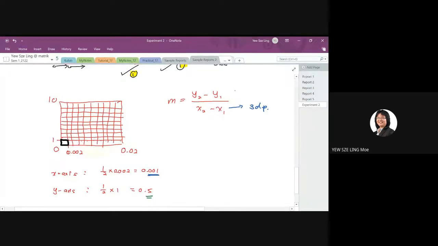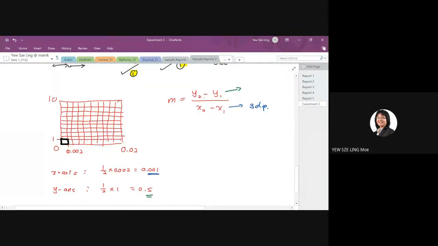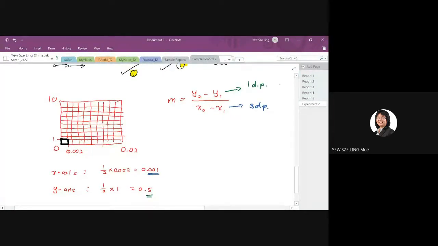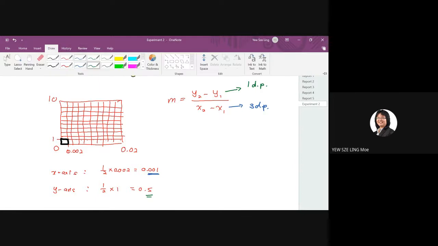Therefore, when you substitute the values into the gradient equation, all the y values, y1 and y2, must have 1 decimal place. Even if you take the value 0, you need to write it down as 0.0. If you take a round number, for example 2, you need to record it as 2.0. So now let's try it.